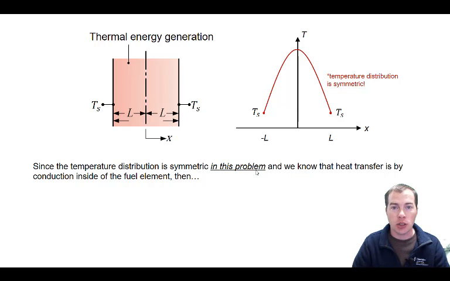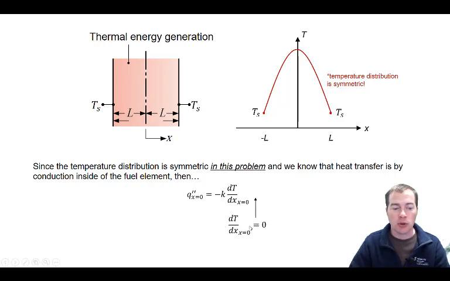Since we know that heat transfer is by conduction inside of the fuel element, then we can apply Fourier's law. If we apply Fourier's law at x equals 0, which is the center line of the fuel element, the point of symmetry, the mirror point, Fourier's law says that the flux at this location is equal to minus the thermal conductivity times the gradient of temperature at that location.